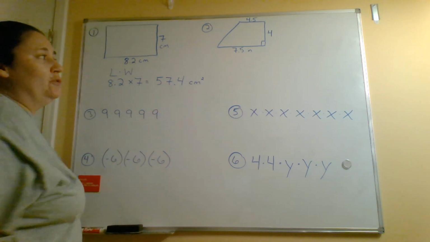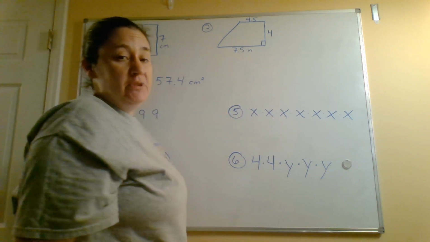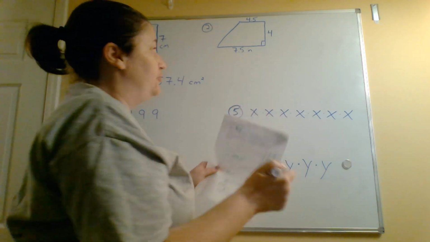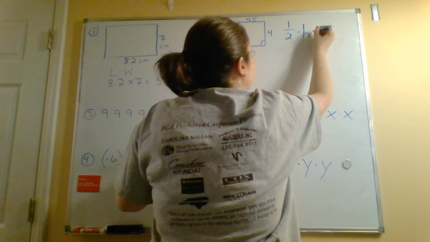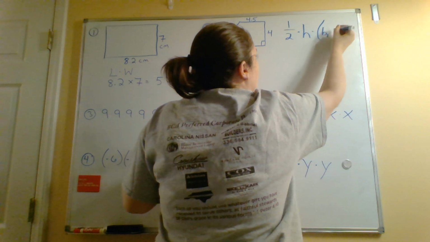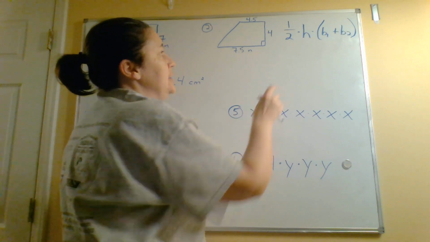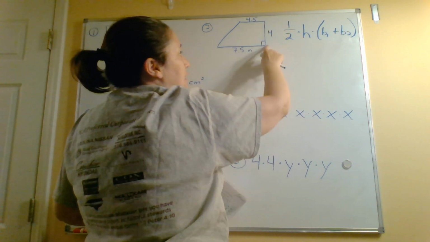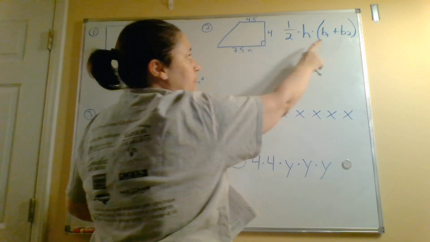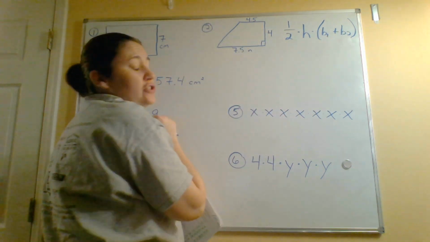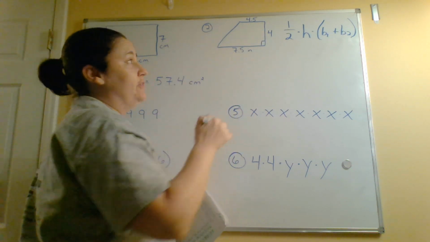That's 57.4 centimeters squared. For number 2, we have a trapezoid, and I give you on the test the formula for area of a trapezoid. It's 1/2 times the height times B1 plus B2. In class, we learned that the height is how tall it is. It's the distance between the two parallel sides. So the height is 4. B1 and B2 are the two sides that are parallel. So in this example, they are 4.5 and 7.5.